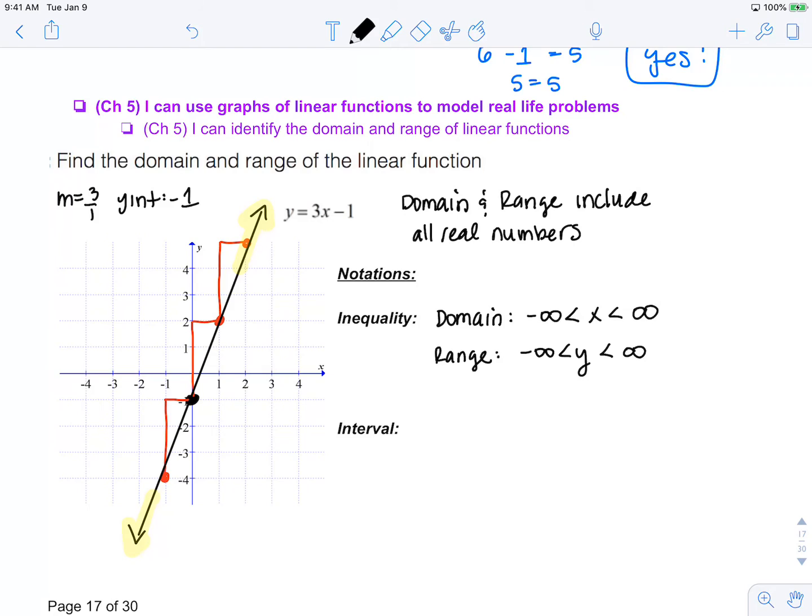Now, in interval notation, we would represent the domain as starting at -infinity and ending at positive infinity. But we're going to put parentheses around those to show that we do not equal infinity or -infinity. And our range in interval notation also starts at -infinity and ends at positive infinity. So these are new notations for domain and range, inequality notation and interval notation, to represent all possible x and y values included in the domain and range.